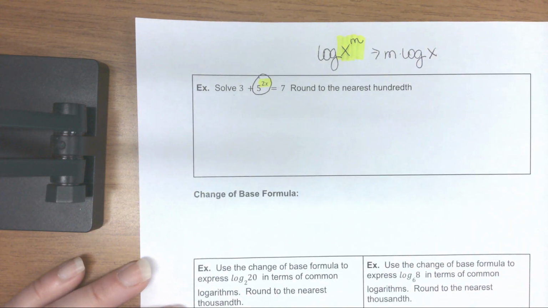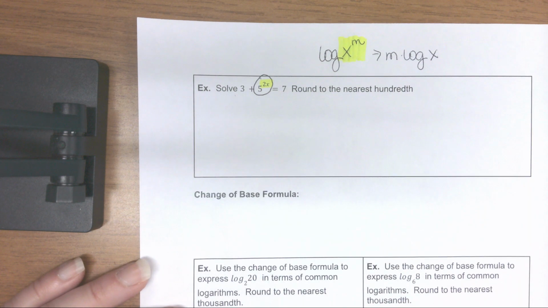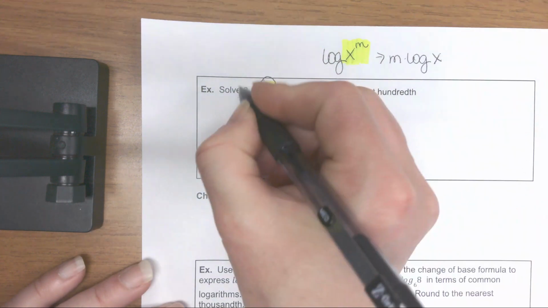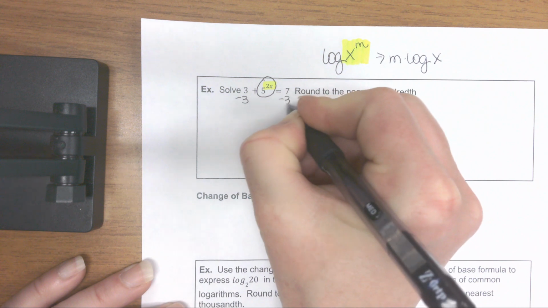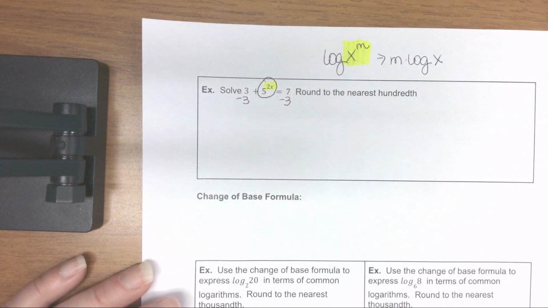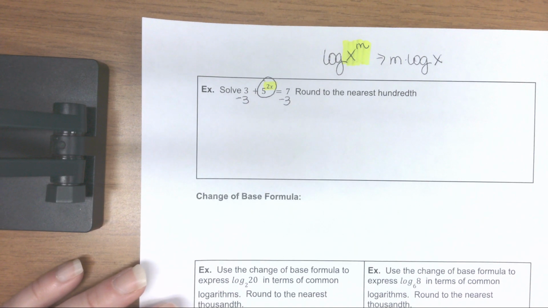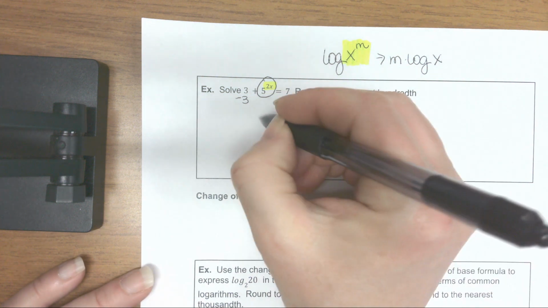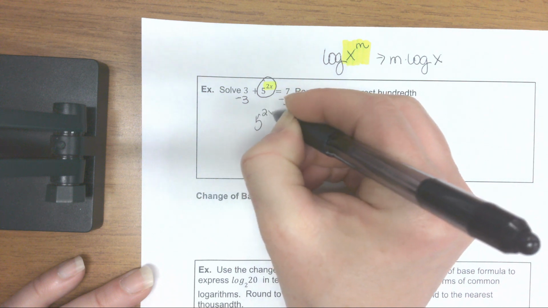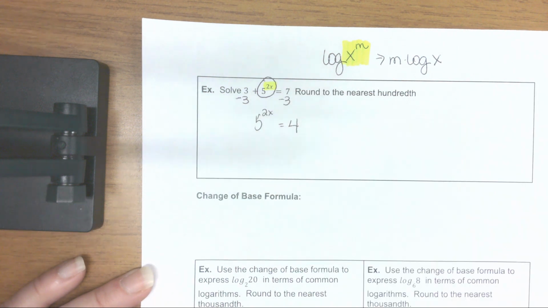And so I have a plus 3 here. What do you think we're going to do? We're going to minus 3. If there was a multiplication, we would divide. If there was a division, we'd multiply. So similar steps as before to when we solved. So now I have 5 to the 2x equals 4. All right, so we're getting closer.